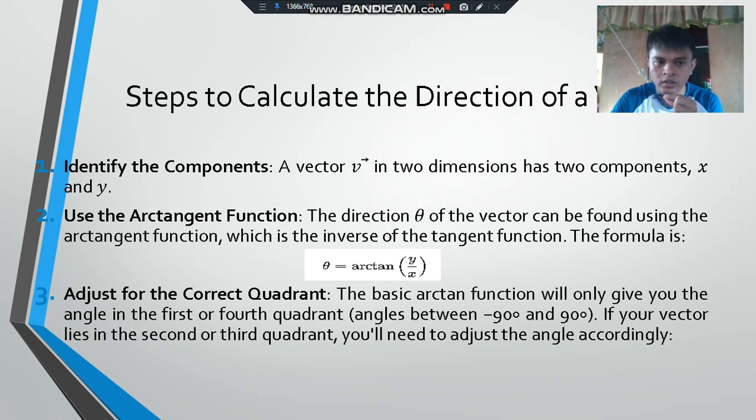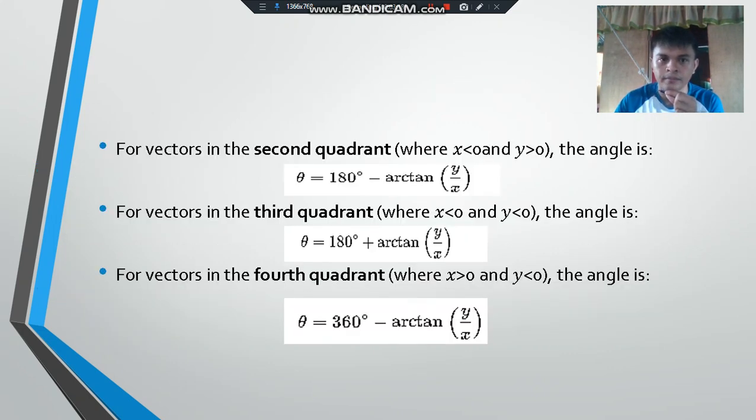Number 3. Adjust the correct quadrant. The basic arctan function will only give you the angle in the first or fourth quadrant, angles between negative 90 degrees and 90 degrees. If your vector lies in the second or third quadrant, you need to adjust the angle accordingly.